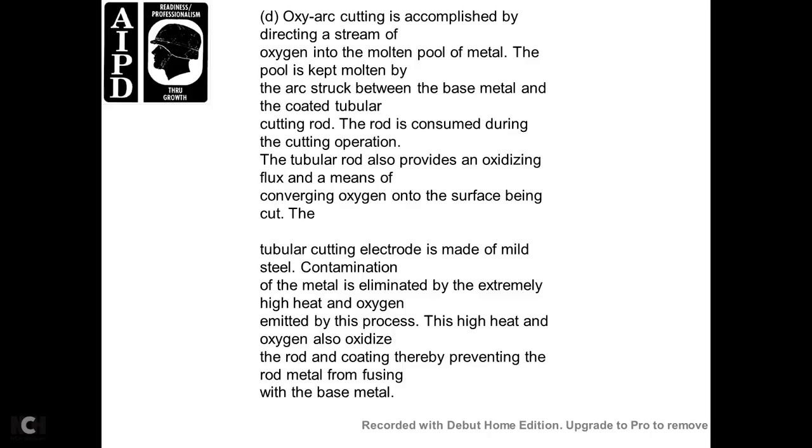Oxygen cutting is accomplished by directing a stream of oxygen into a molten pool of the metal. The pool is kept molten by the arc struck between the base metal and the coated tubular cutting rod. The rod is consumed during the cutting operation. The tubular rod is provided with an oxidizing flux, a means of converging oxygen onto the surface being cut. The tubular cutting electrode is made of mild steel, with contamination of the metal eliminated by the extremely high heat of the oxygen emitted in the process. The high heat of the oxygen also oxidizes the rod, thereby preventing the rod from fusing with the base metal.